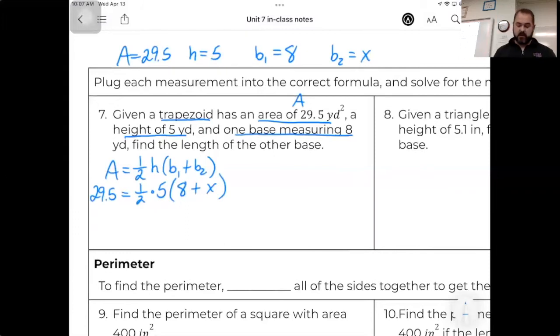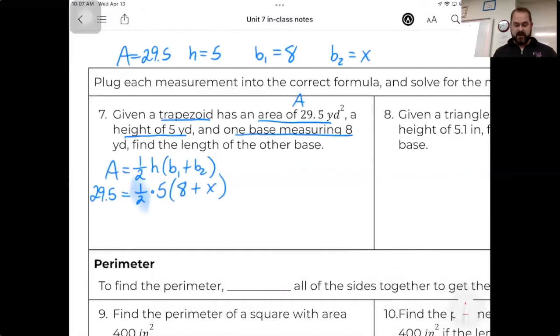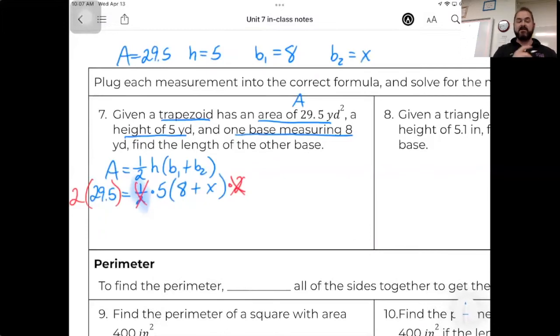So the first thing we actually want to do is get rid of that 1/2. And to get rid of a fraction 1/2, remember, that's the same as dividing by 2. So we cancel that by multiplying by 2 on both sides. All that does on the right-hand side of this equation is cancel with the 1/2. So those go away. So my equation now, when I multiply the left side by 2, starts with 59. 29.5 times 2 is 59. So I get 59 equals 5 parentheses 8 plus X, because the 1/2 and the 2 canceled. I don't distribute the 2 in. I don't do 2 times 5. It cancels with the 1/2.